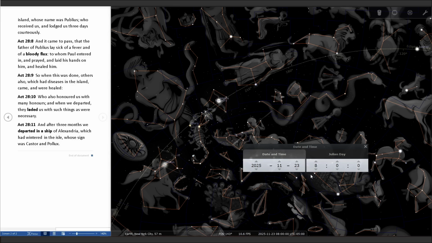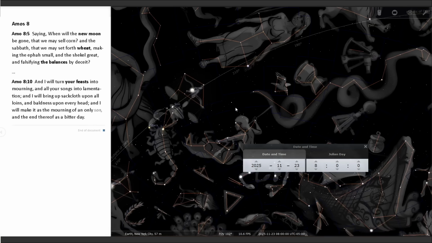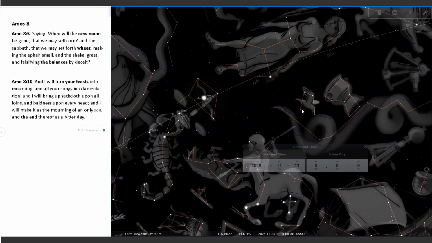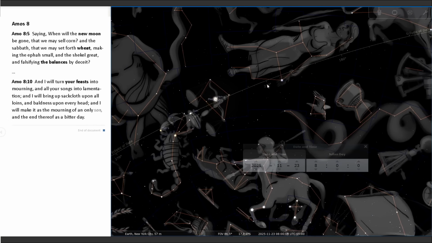Also, we're still in that Amos chapter 8 to 9 window. Remember, Amos 8:5 mentions the new moon, wheat, and the balances. And the last new moon was right here over Virgo's wheat sheaf, while this new moon is in the balances. New moon, wheat, and balances. And Amos 8:10 mentions turning your feasts into mourning. And we're coming up on Thanksgiving, which is Babylon's biggest feast.